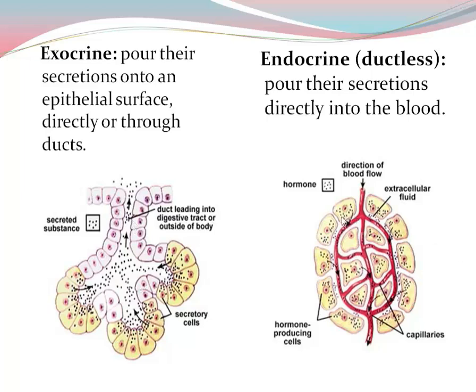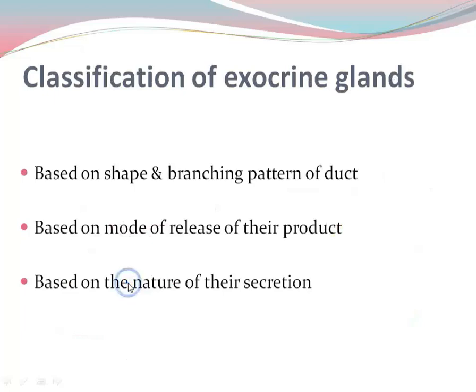Now here you can see all these are the secretory cells, and the secretion is poured into these capillary portions. Now here the secretion is poured into the lumen, the central portion, and then through this duct system it is poured outside. Now if we try to classify these exocrine glands, they are based on the shape and branching pattern of a duct, or they are based on the mode of release of their product as merocrine, holocrine, apocrine.